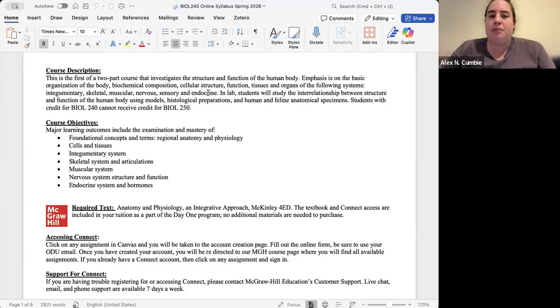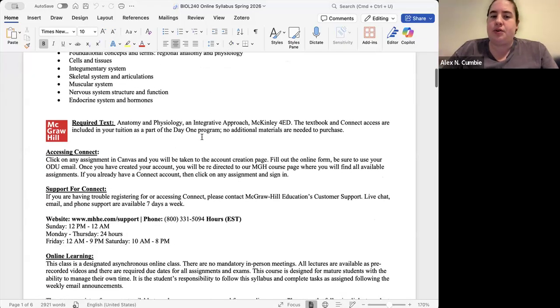And then in the laboratory, you can probably guess what different types of structures you might be learning about. So for the integumentary system, you'll be looking at structures in the skin; skeletal system, bones; muscular system, your musculoskeletal system, right? Those muscles. Nervous system is going to be the brain, spinal cord, all those nerves, including sensory, which would be the eyes, the ears, the mouth, and the nose. And then endocrine has to do with organs that produce hormones. So quite a bit in part one. And these are some of the course objectives that follow with the course description.